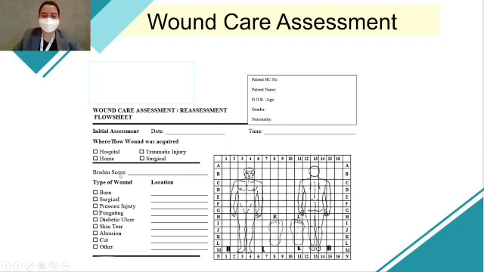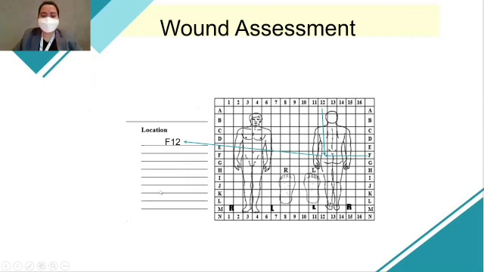Your Braden scale. We'll see later where you will get the Braden score. For the type of wound, you have to know if it's burn, surgical, pressure injury, fungating, diabetic ulcer, skin tear, abrasion, cut, or other. For the wound assessment, the location will depend on the location of the wound. For example, if your patient has a wound on the buttocks, the part of the wound here is from letter F and 12. That's why for your location, you have to indicate F and the number 12.